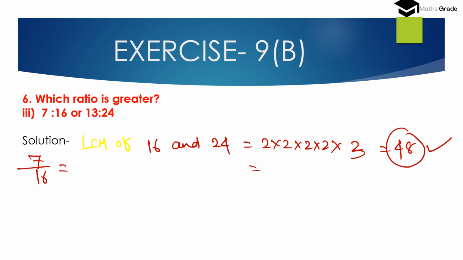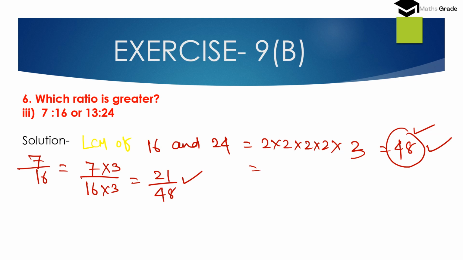Equate the consequent 16 to the LCM by multiplying the same number with both the antecedent and the consequent. Which number we have to multiply the consequent 16 to get the LCM, that is 48? We know in the table of 16, 16 multiplied by 3 is 48. So we have to multiply the same number 3 with the antecedent 7. 7 multiplied by 3 is 21. Now 21 divided by 48 is the equivalent ratio of 7 divided by 16.